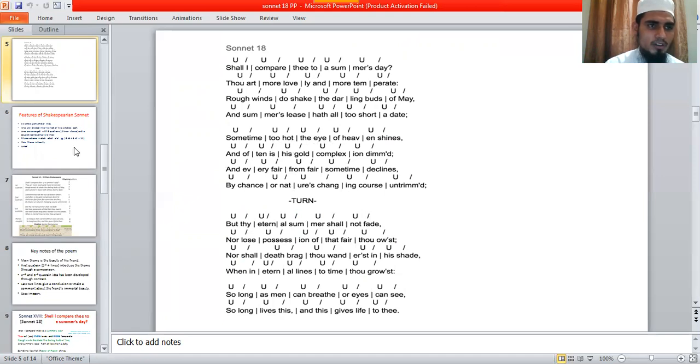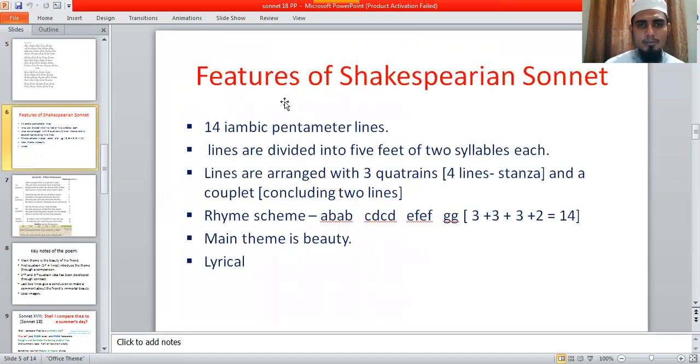So what are the features? Now I would like to discuss with you what the features of a Shakespearean sonnet are. As we are ready to read about Shakespeare, you know that every writer has some special qualities and characteristics. So William Shakespeare also has his special characteristics. Mainly, Shakespearean sonnets are written in 14 iambic pentameter lines. Already you have known that. There are 14 lines in his poems, and these lines are composed in iambic pentameter.